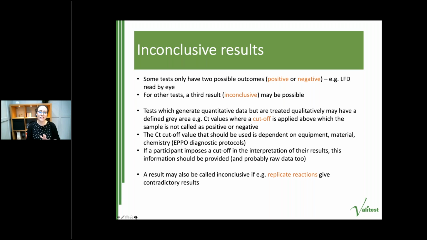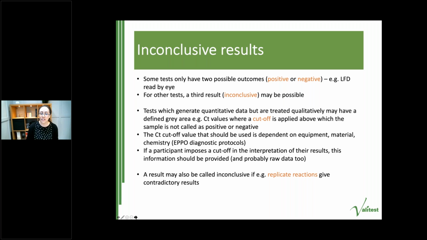What we're talking about is a cutoff where if the CT value is between 36 and 40, then we're saying it's not positive and it's not negative, it's inconclusive. Now, CT cutoffs in real-time PCR are not straightforward. So not all real-time PCR assays need a cutoff, and the ones that do, you have to bear in mind that the actual value of the cutoff can vary depending on equipment and other factors.